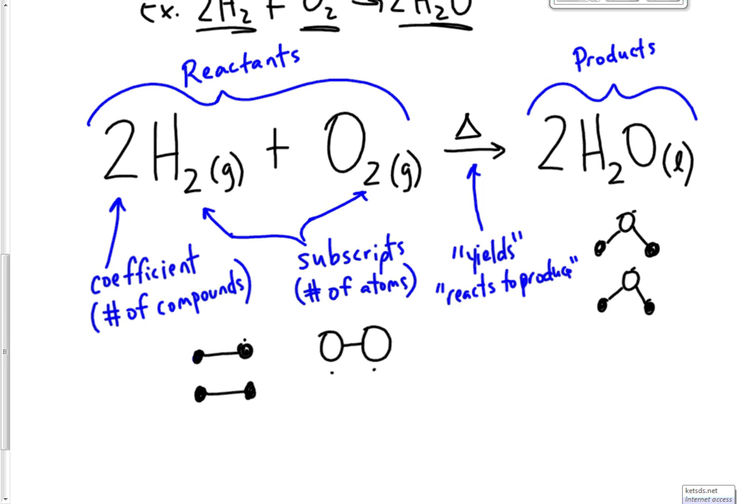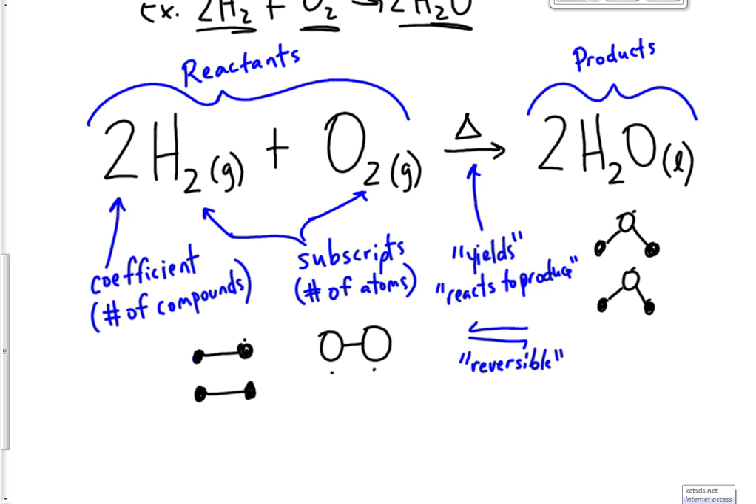So that's the arrow. Also, you can have an arrow that looks like this, and that just means that it is a reversible reaction. So if we had one in this case, not only would hydrogen and oxygen react to give you water, but it could also reverse itself and say that water can decompose into hydrogen and oxygen.